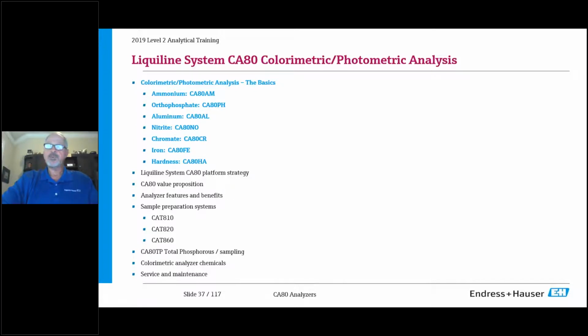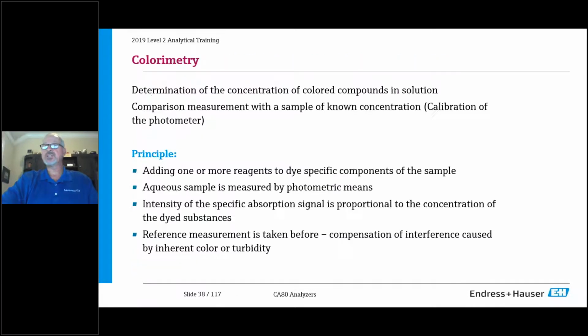A typical colorimetric sensor determines the concentration of a colored compound in solution. So what's happening in this analyzer is it's going to take a reference measurement of your process, then it's going to add a reagent to that process, and it's going to accurately measure the difference between the different components as they're dyed in your sample. So it's got a lot of moving parts.